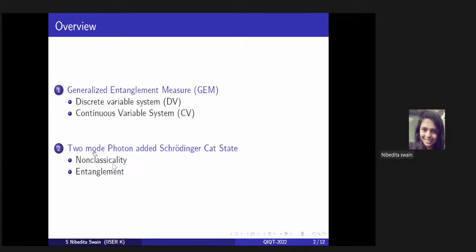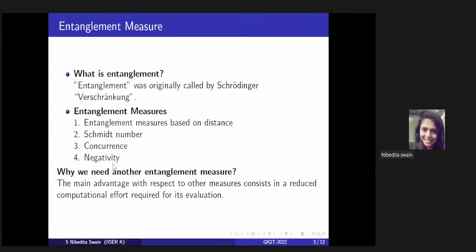Then I will move to the two-mode photon-added coherent state. I will discuss its non-classicality by using photon number distribution and sub-Poissonian statistics, and then we will discuss the entanglement. So before that, I will give a short background of the entanglement measure.